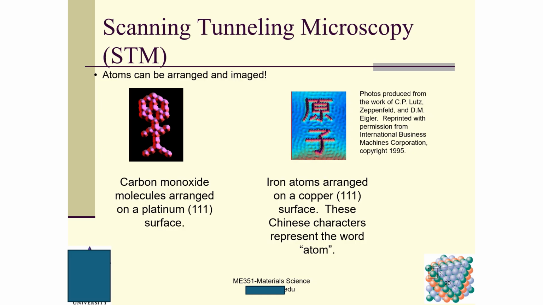Here is something very interesting. Here are two characters. I do not know whether you know these two Chinese characters; from my origin I know, and this is 原子. 原子 in Chinese means atom, and people used the STM to build the Chinese word for atom, using iron atoms arranged on a copper 111 surface. It is very beautiful and artistic.